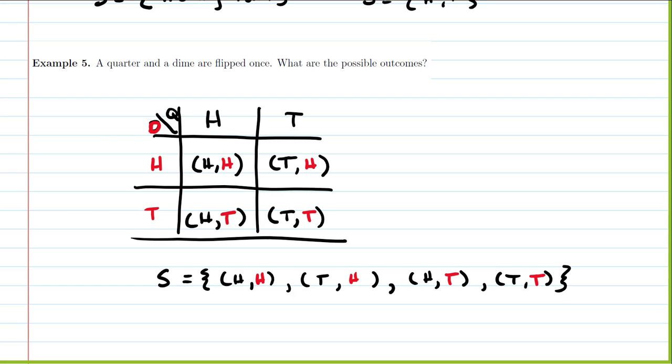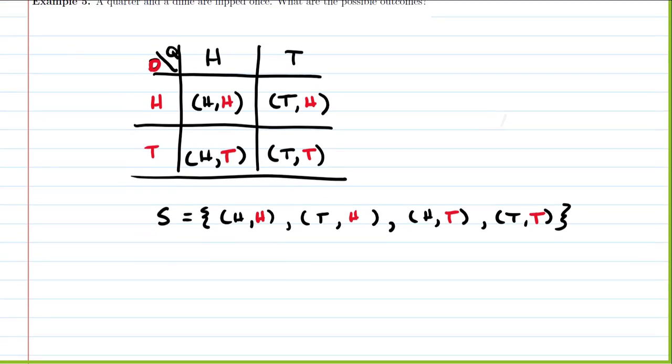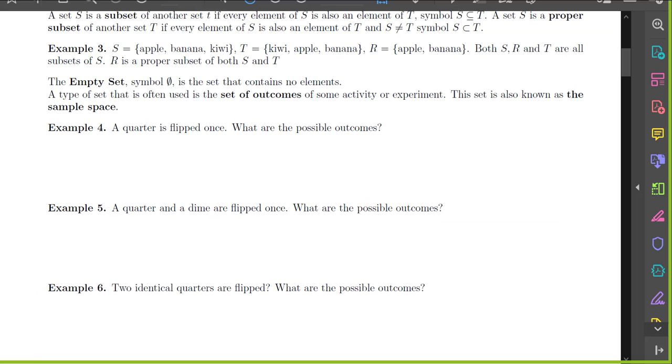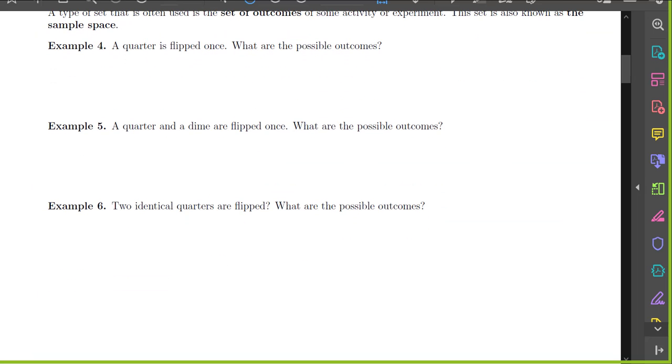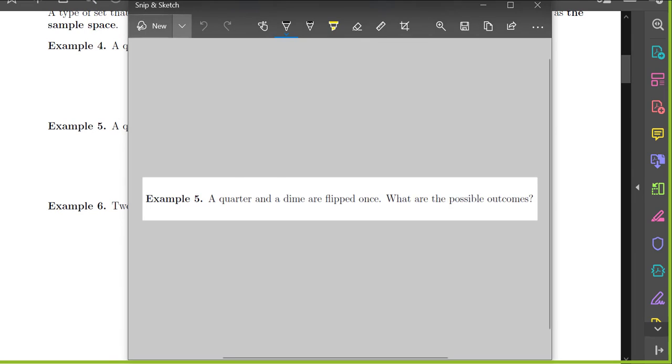So how many outcomes are possible if I flip a quarter and a dime? 4, right? So there are 4 possible outcomes to that experiment, or the sample space has 4 things in it. All right. So now we have to be a little bit careful.